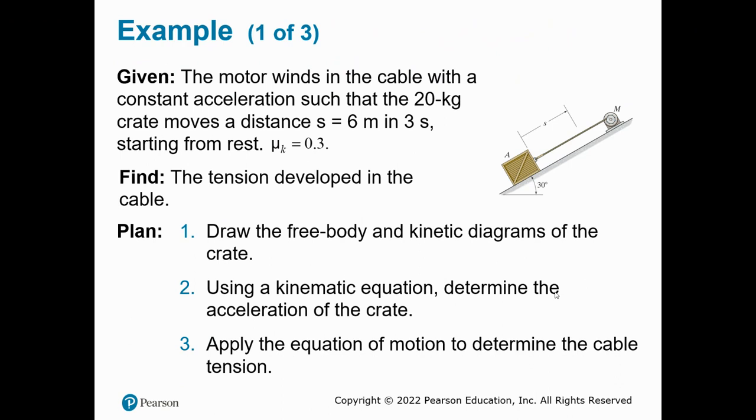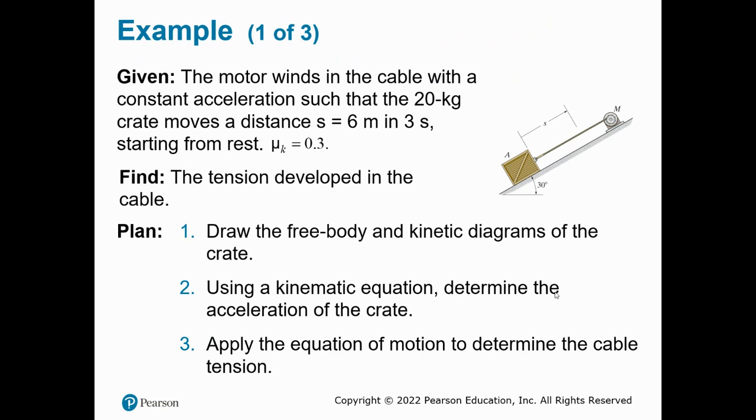Let's take a look at two examples together. The first one says I have a motor that winds the cable with a constant acceleration, such that there's this box of 20 kilograms, and in 3 seconds it moves a distance of 6 meters. We know the kinetic friction coefficient, mu k, equals 0.3. We're looking for the tension developing in the cable.